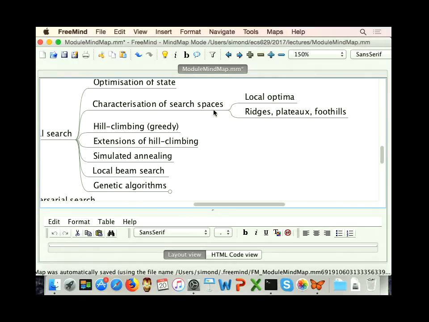Once you've got to a local maximum, start again, see if you find something better, or you can try some things in parallel. Right, we looked at simulated annealing and local beam search as attempts to get out of this problem of the sub-optimality of greedy search.